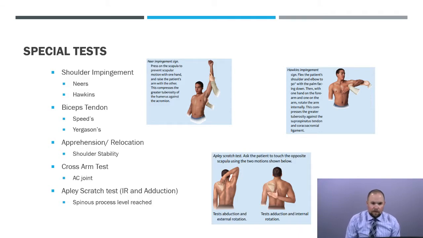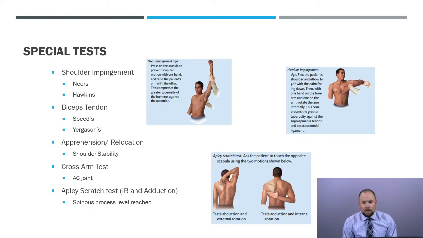And then a positive sign would be if they have pain reproduced with that maneuver. Subsequently, the Hawkins impingement sign is another sign for shoulder impingement. That's where you elevate the patient's arm in a flexed position about 90 degrees and then have them internally rotate the arm down. If they get reproduction of pain in their shoulder, that would be a positive finding as well for shoulder impingement.